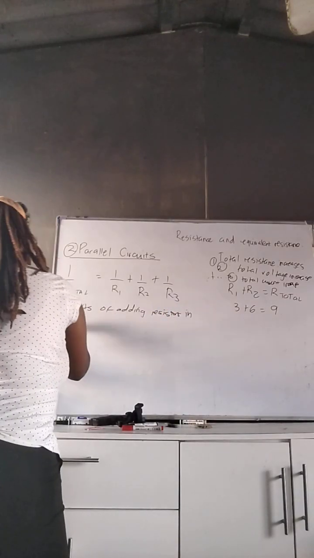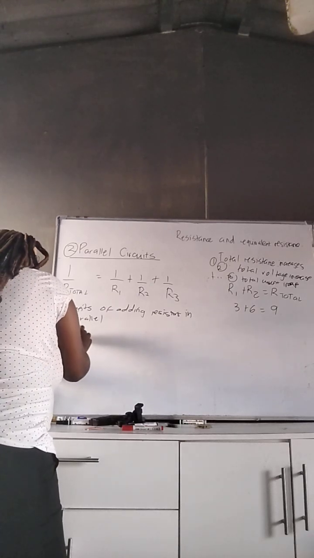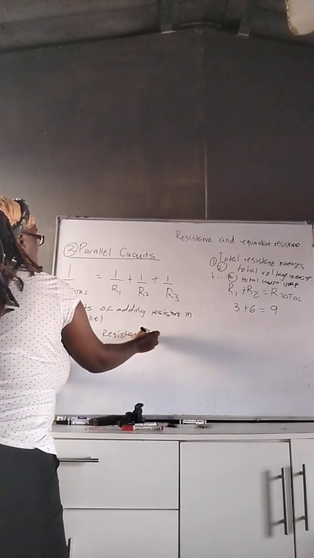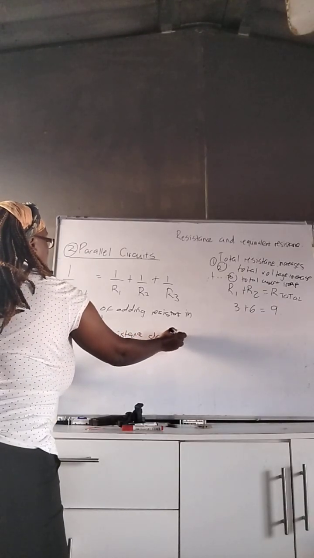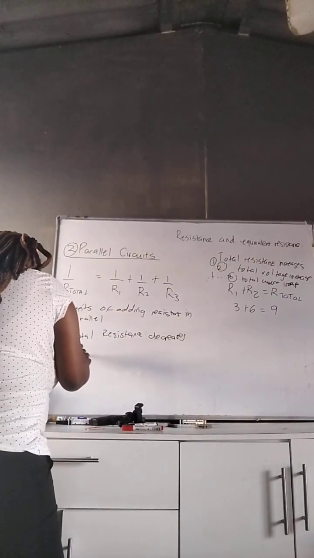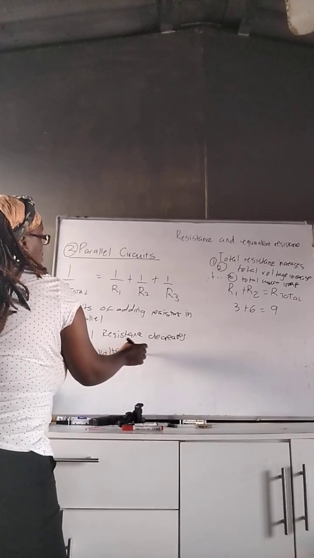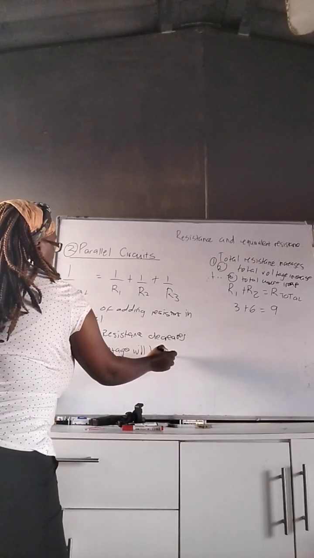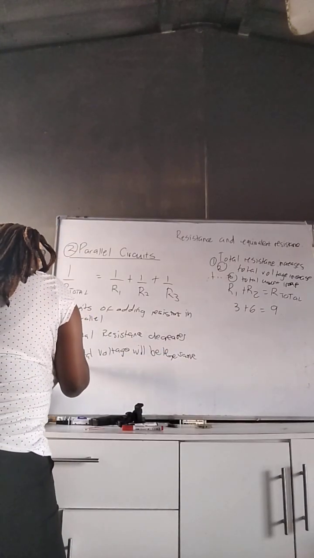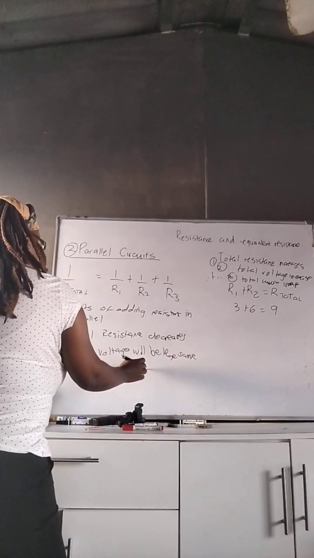In parallel, number one, the total resistance decreases, right? Number two, the total voltage will be the same. Number three, total current increases, right?